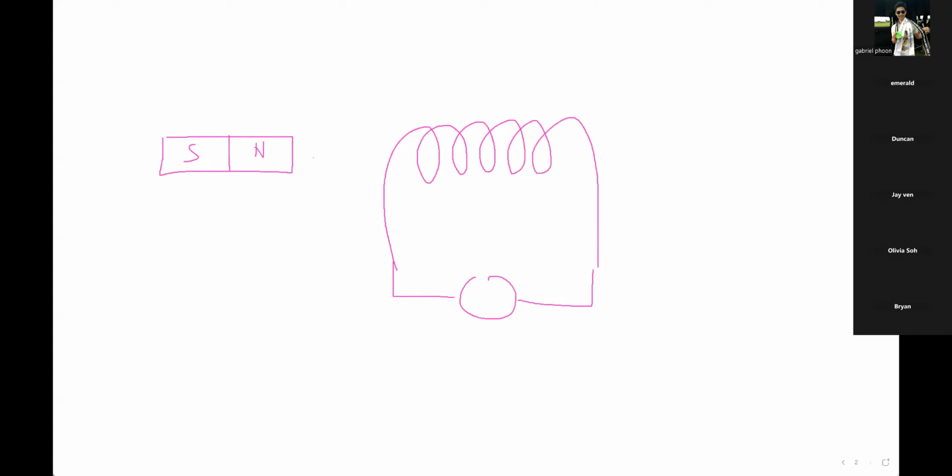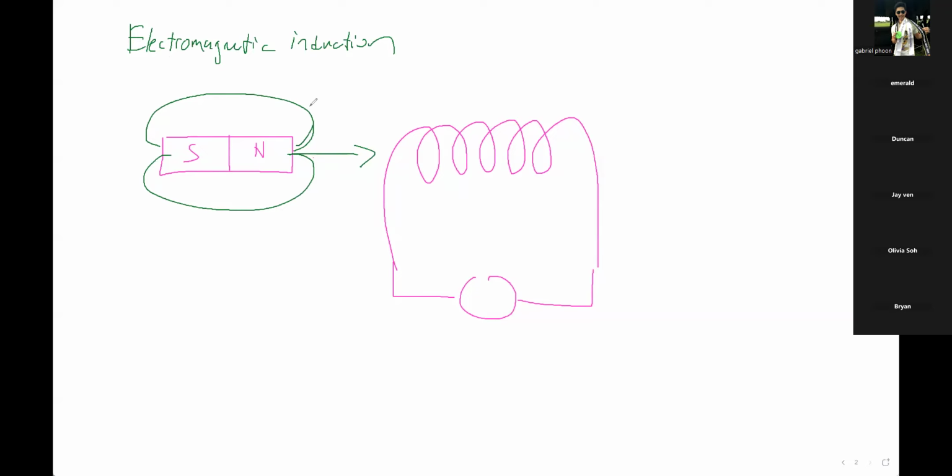Essentially, what's going to happen is this magnet has its own magnetic field, right? If I push this magnet into the coil of wire, what will happen? Basically, electromagnetic induction occurs, because as I push this in, the magnetic field will cut through these wires here, and then it will produce its own current, right?